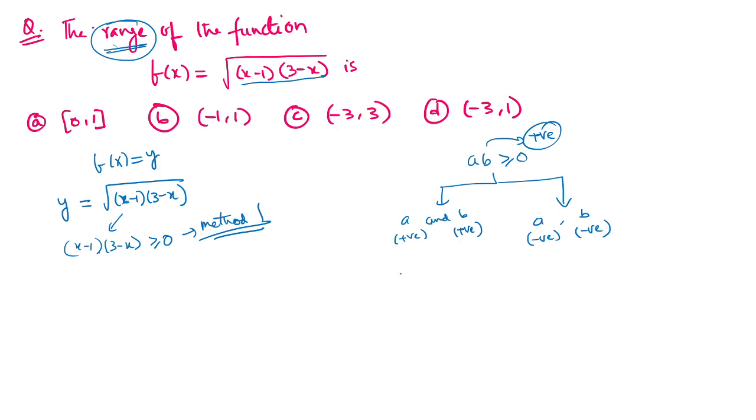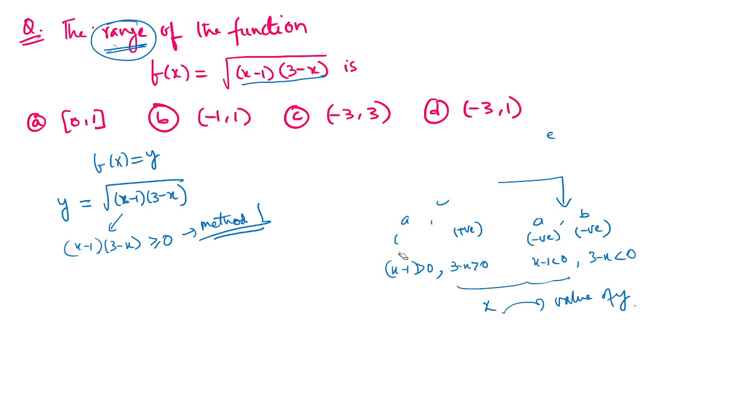So in our case, x minus 1 is positive and 3 minus x is positive, and then the other case, x minus 1 negative and 3 minus x negative. You will get something, right? And then we find the value of x, and then the value of y. So this also works, right? This is the lengthy way.